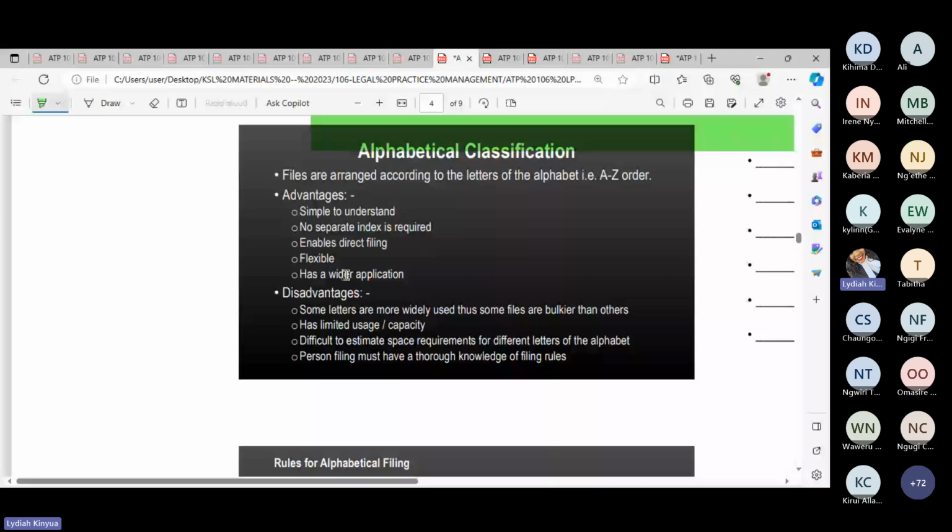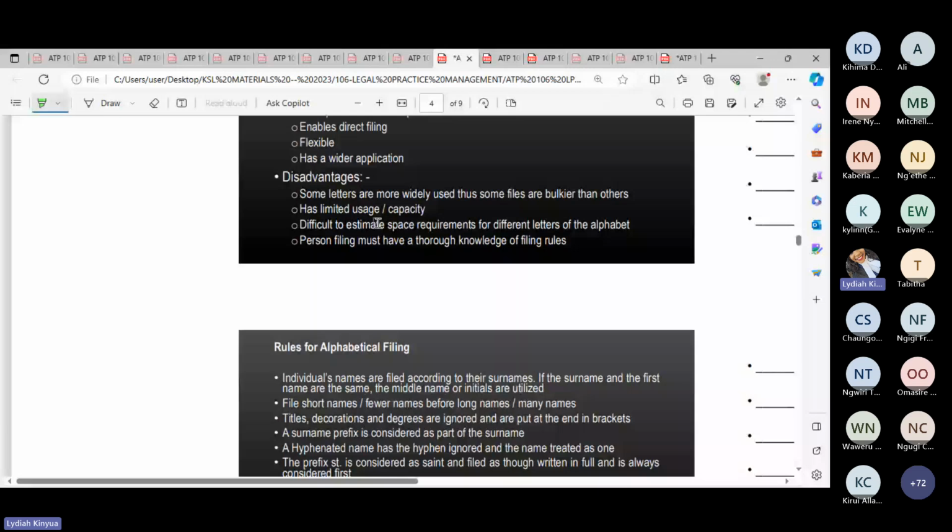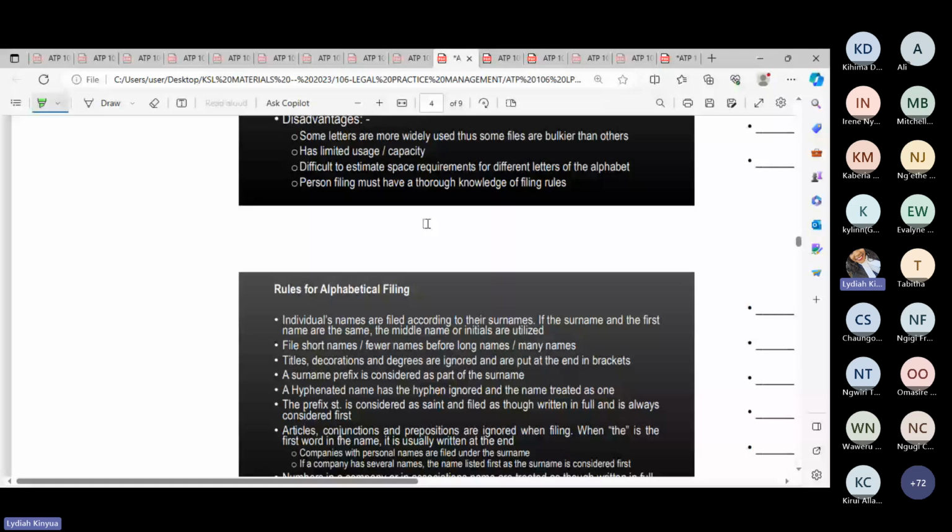Some of the disadvantages are that some letters might be used more, so some files become bulky. If A is a lot, A becomes very bulky. And it has limited usage. You can only use A, B, C, D and nothing else. Equally, it's difficult to estimate the space requirement for different letters you might need in future. Probably you'll get a lot of clients with B's. And the person filing must have thorough knowledge of filing rules.